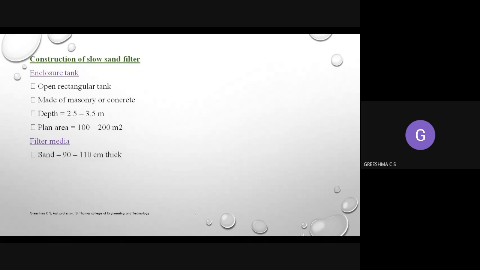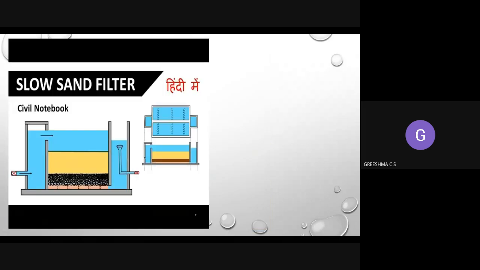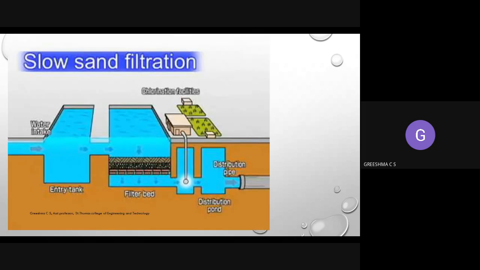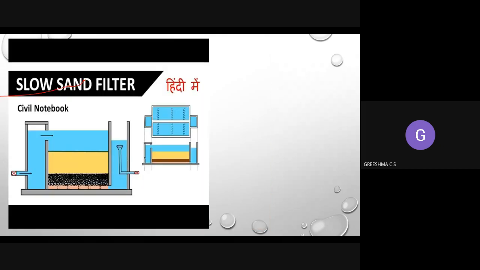Now coming to the construction of a slow sand filter. Okay, it basically has an enclosure tank, which will be an open rectangular tank like this. You can see, this is an open rectangular tank.